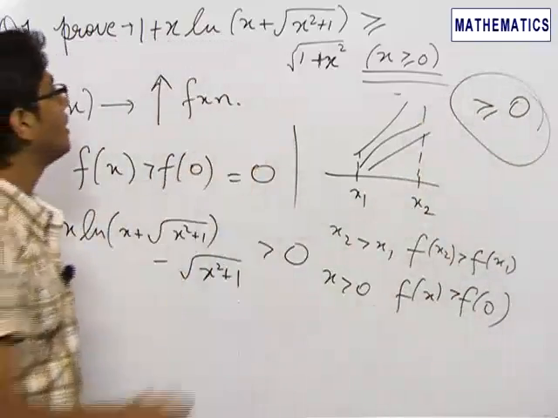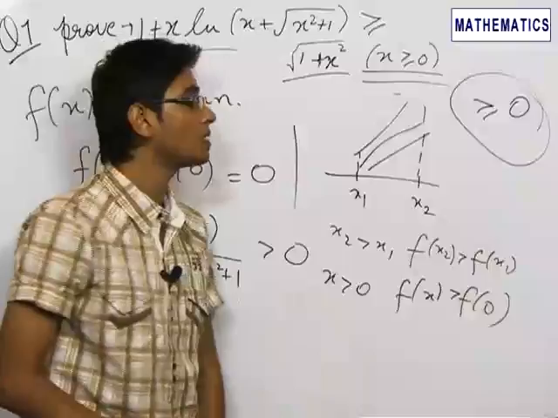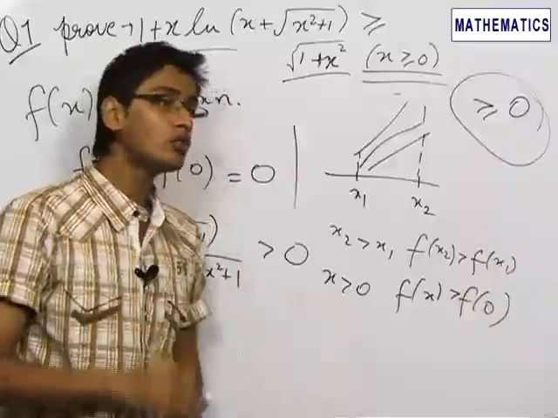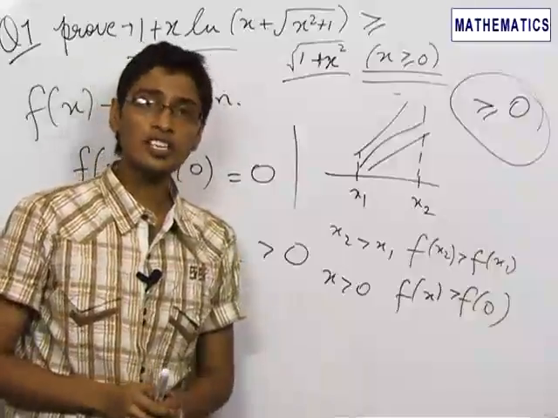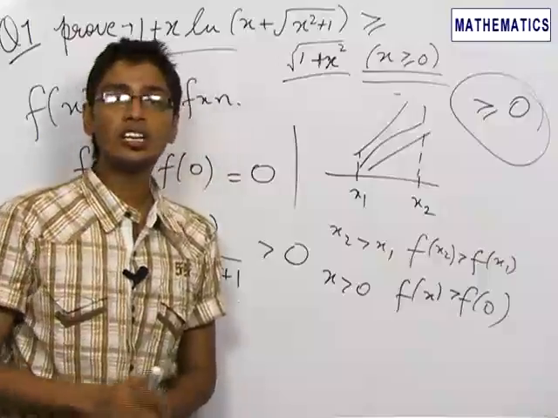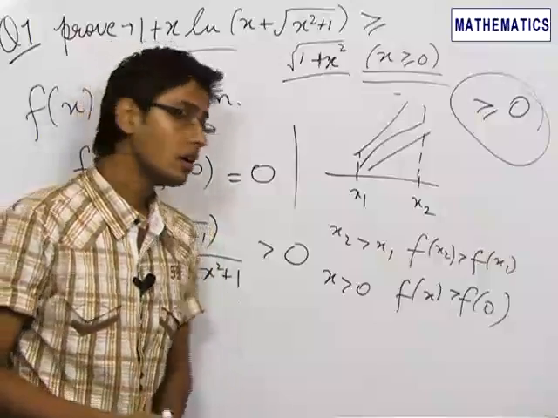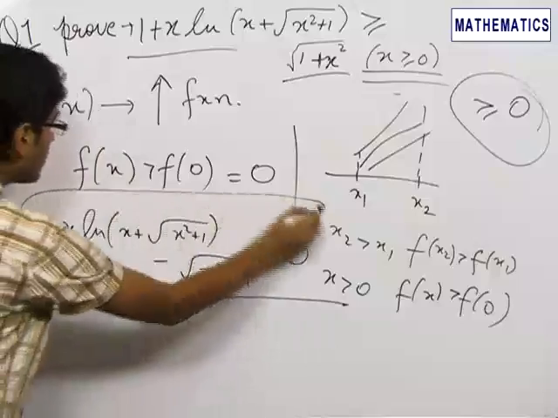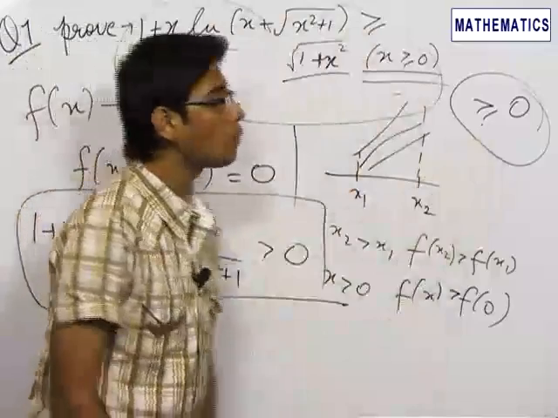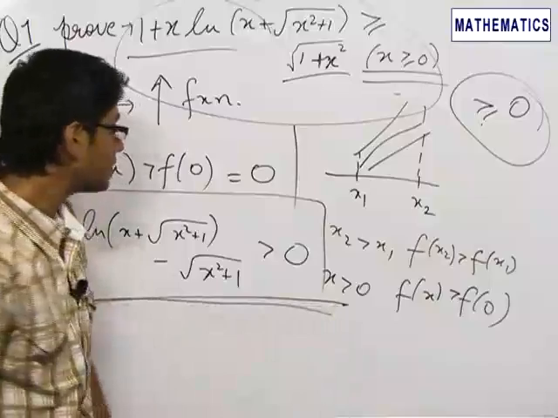Hence we have proved the inequality (1 + x) ln(√(x² + 1) + x) is greater than or equal to √(1 + x²) using the simple concepts of increasing and decreasing nature of functions. We found out f'(x) for the function, we proved it greater than 0. Then we concluded that f(x) is an increasing function, hence it should be greater than f(0), which is equal to 0. And from this we concluded that this inequality is greater than 0, hence we proved this inequality. The equality part was already proved by putting x equals 0, hence this is the final answer.